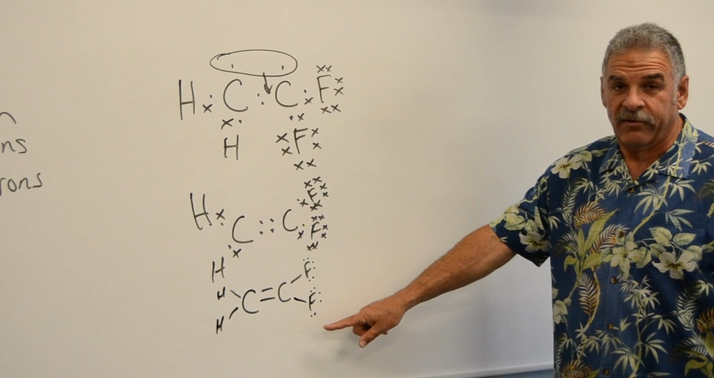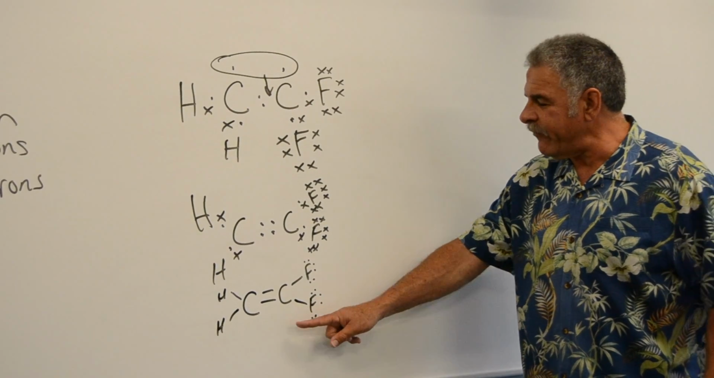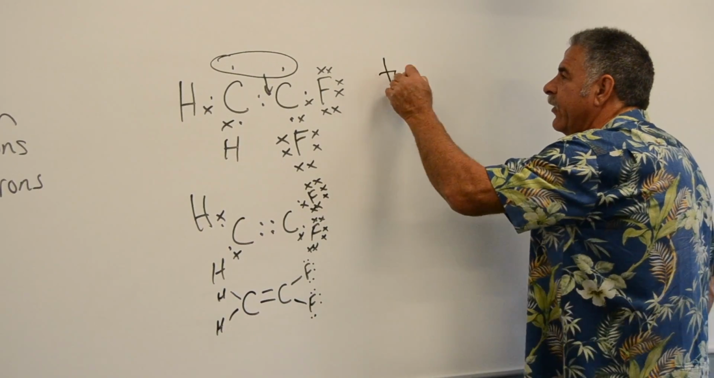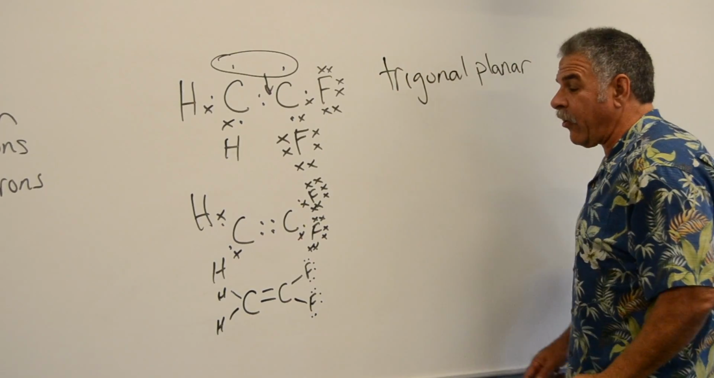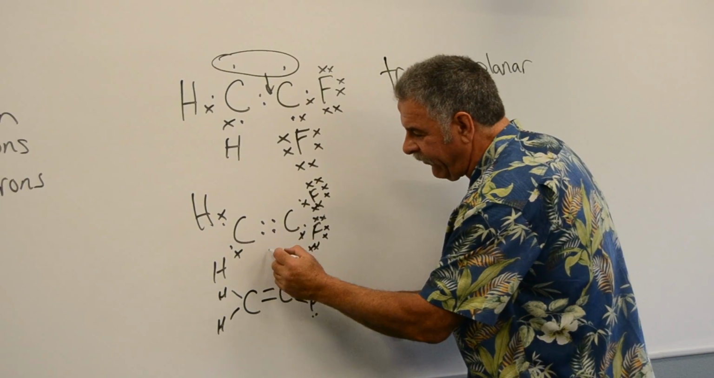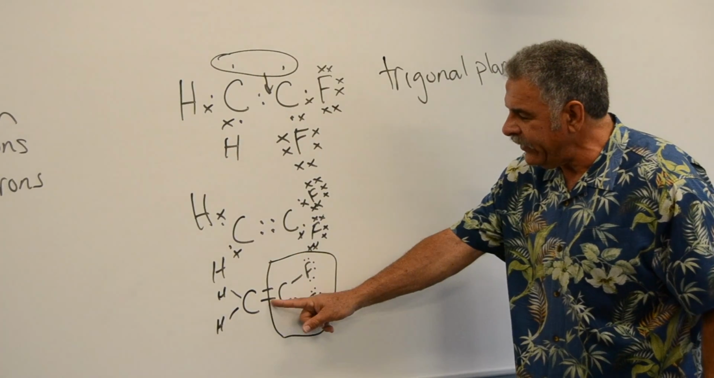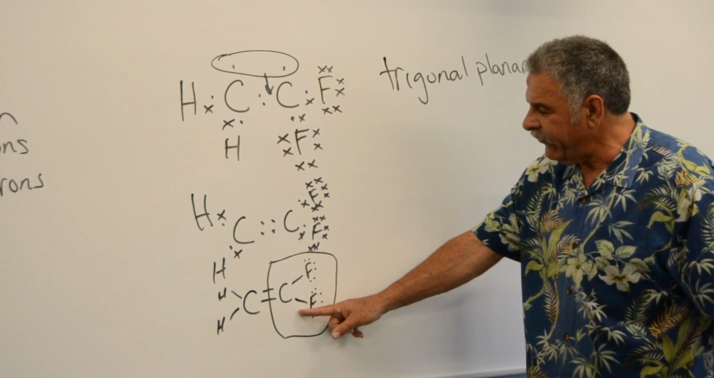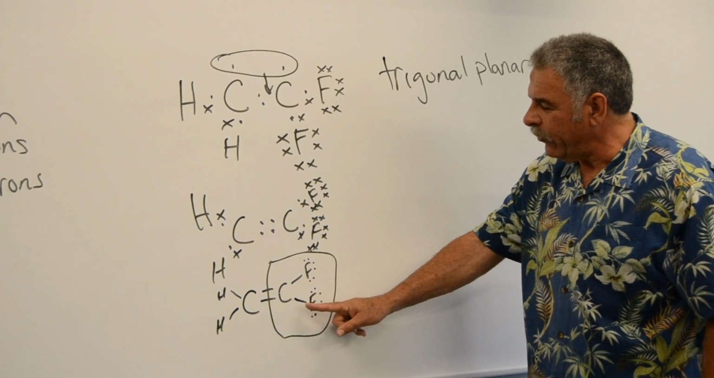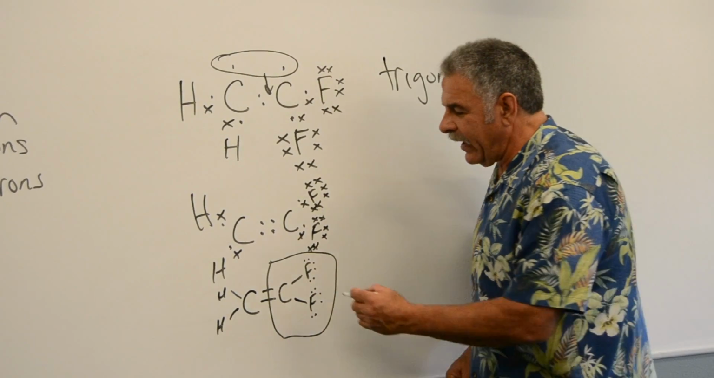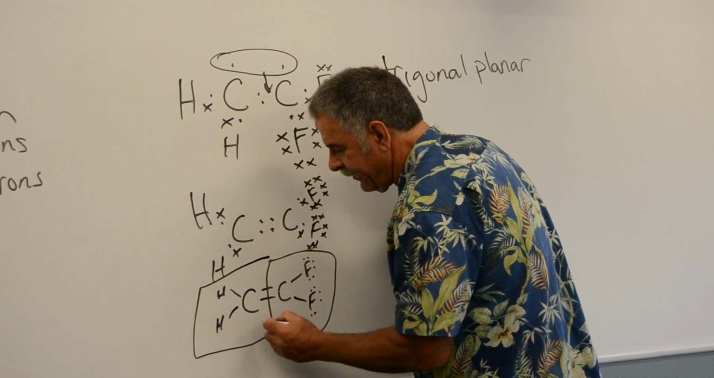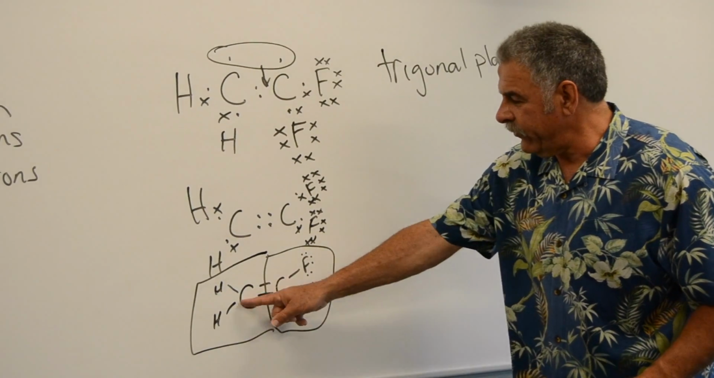If you look this up in your lab manual, you'll see that the shape for this is trigonal planar for both carbons. If you look at just one side, this side, right, you have this double bond and then 2 single bonds. That's the trigonal planar portion. If you look at this side, you also have a trigonal planar portion.